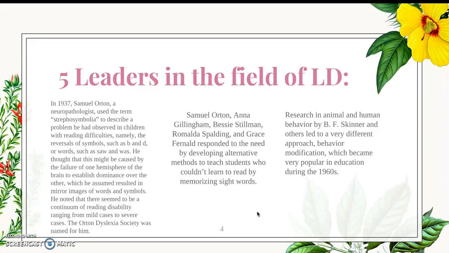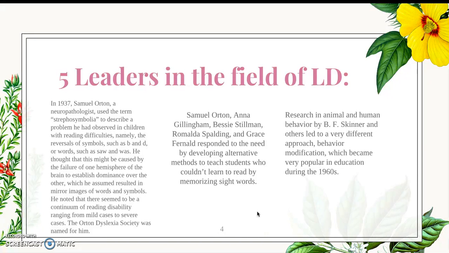Five leaders in the field of LD. In 1937, Samuel Orton, a neuropathologist, used a term called strephosymbolia to describe a problem he observed in children with reading difficulties, namely the reversal of symbols such as B and D, or words such as saw and was. He thought that this might be caused by the failure of one of the hemispheres of the brain to establish dominance over the other, which he assumed resulted in mirror images of words and symbols. He noted that there may be a continuum of reading disability ranging from mild cases to severe cases, and after him was named the Orton Dyslexia Society.